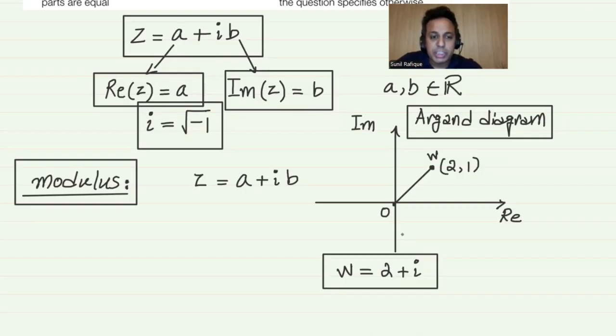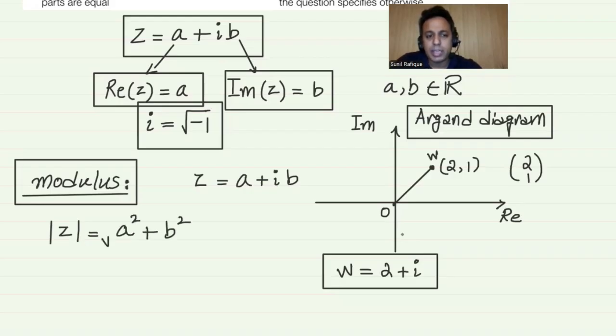The notation used for modulus is sometimes written as mod z, or you can write the same vector notation z and put this modulus sign, these bars on the sides of the letter z. So how do you find it? If this is considered a vector, you know that the vector's magnitude is the real part, like x squared plus y squared. So we will do a squared plus b squared and square root it, right?